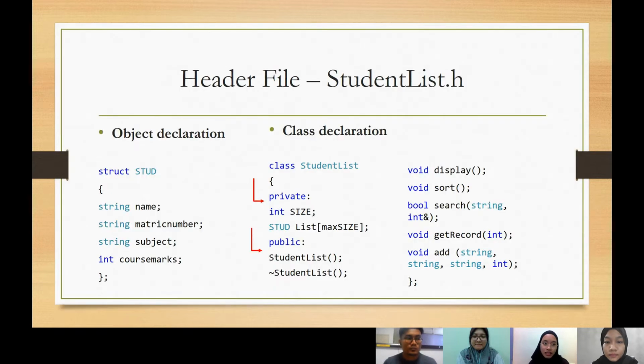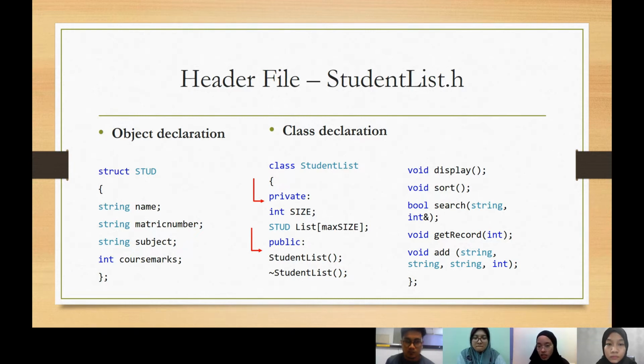Okay, next. My name is Siti Khadijah binti Ismail, and I'm going to talk about the header file and implementation file later. For the header file, we name it studentlist.h. In the header file, we have the object declaration and class declaration. In the object declaration, the object is named stud, short for student, and has string name, string metric number, string subject, and integer course marks.